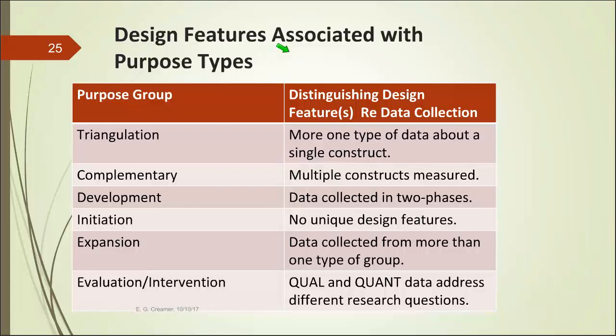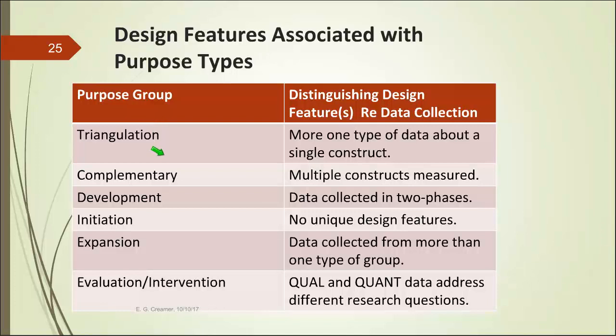So let me summarize them again. The triangulation design, or triangulation purpose, is generally two-phase. Sometimes those phases are conducted simultaneously and sometimes sequentially, but usually the focus is on one construct. You have qual and quant data about the same constructs, and you want to see if they corroborate or confirm each other. That's triangulation. You're interested in this because of validity and reliability issues.